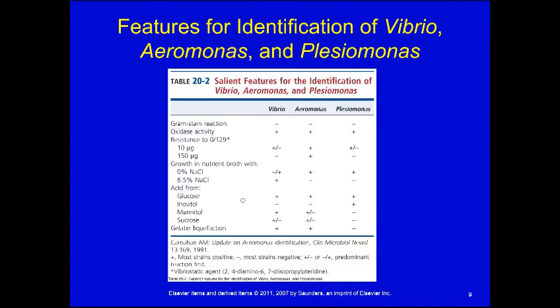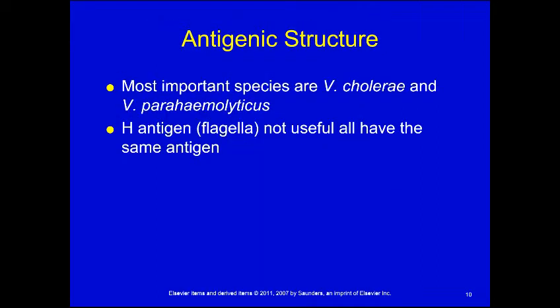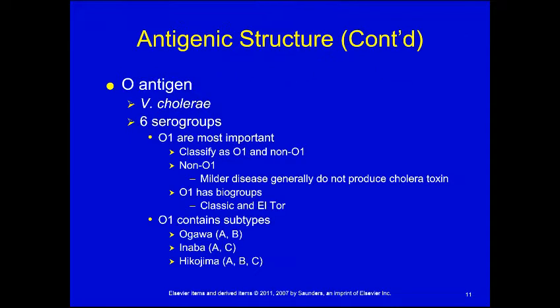And so on and so forth. Please, kindly read this one, okay? Now, antigenic structure, most important species are V. cholerae and V. parahemolyticus. H antigens are found in the flagella. It is not useful, dahil lahat naman may mga ganong antigen. I mean, it's not useful for identification.